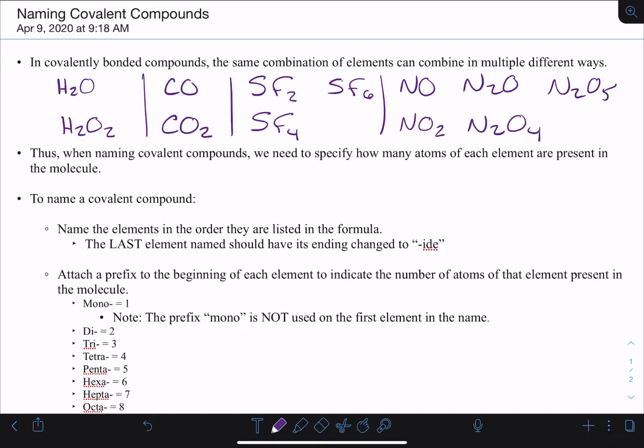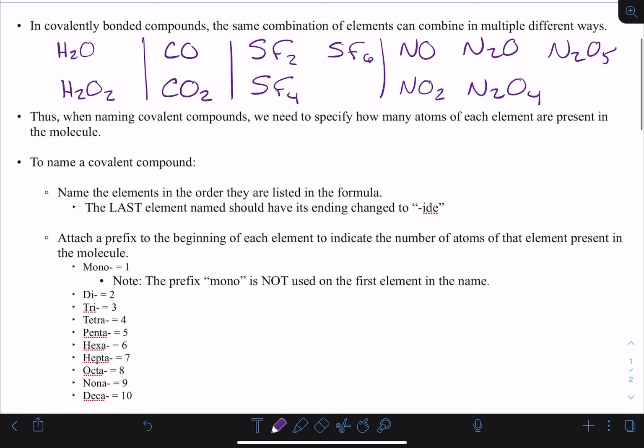So in order to name a covalent compound, similarly to what we did for ionic compounds, we're going to name the elements in the order that they're listed in the formula. And the last element named is going to have its ending changed to "ide." That same "ide" ending we were using for anions just gets thrown on whatever element is listed last. And to indicate how many atoms of that element are present, we're going to add a prefix to the beginning of the element name for each element in our molecule.